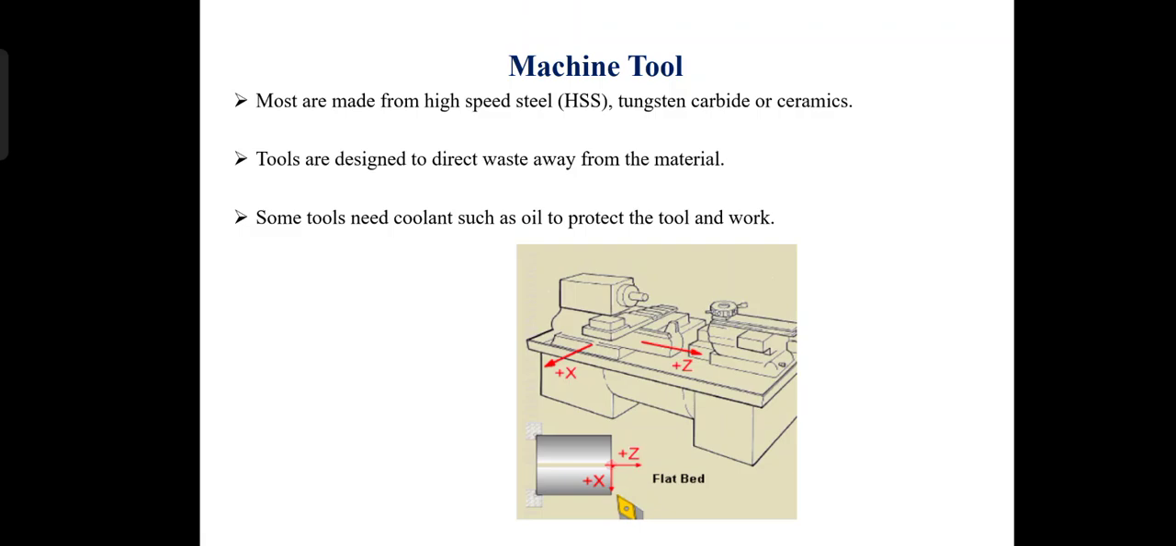What is a machine tool? Machine tools are made of high-speed steel, tungsten carbide or ceramics. Tools are designed to direct waste away from the material. Some tools need coolant such as oil to protect, cool and aid the work. Here you can see the x-axis of the job and the z-axis of the tool post for a flat bed.